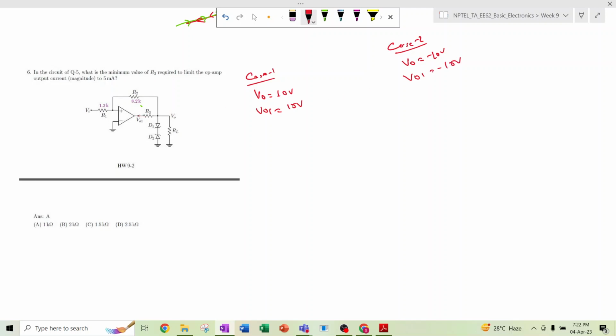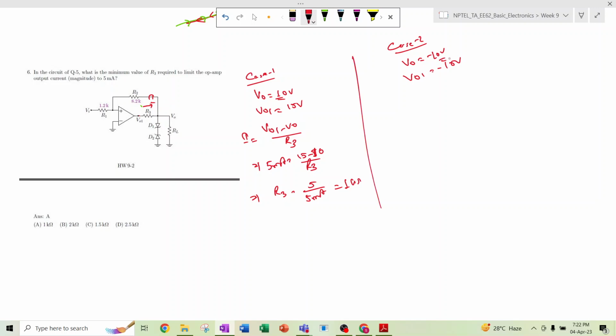So for case 1, the current will flow from this VO1 side to this side. The current I will be VO1 minus VO divided by R3. This is the resistance, right? So 5 milliampere equals 15 minus 10, since VO is 10, divided by R3. That means R3 will be 5 divided by 5 milliampere, that means 1 kilo ohm. And in the second case, what is happening?